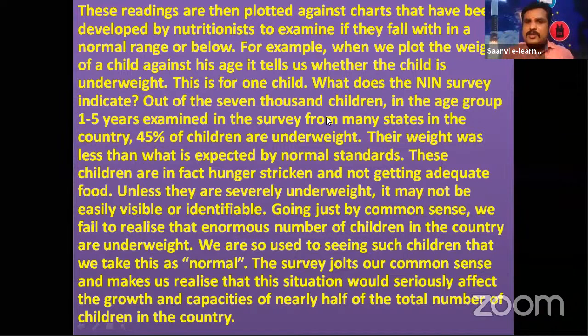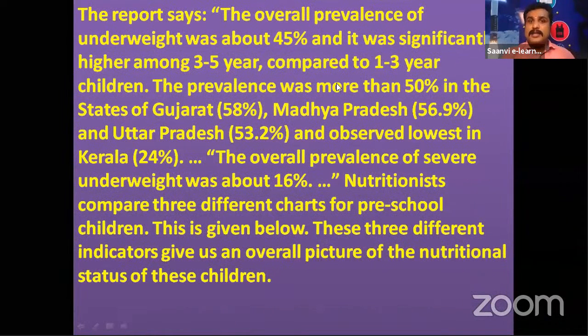In Anganwadis also we are giving the details, fine. But when we gather all this, what type of nutritious food is provided to them, and how can we overcome these problems? When a person grows, height may be sufficient. For that, we have another status or report here. The report says the overall prevalence of underweight was about 45%. It was significantly higher among 3 to 5 years compared to 1 to 3 year children.